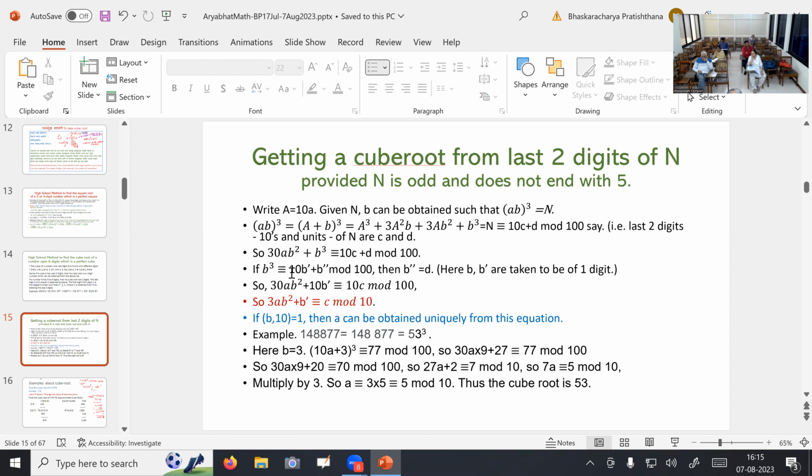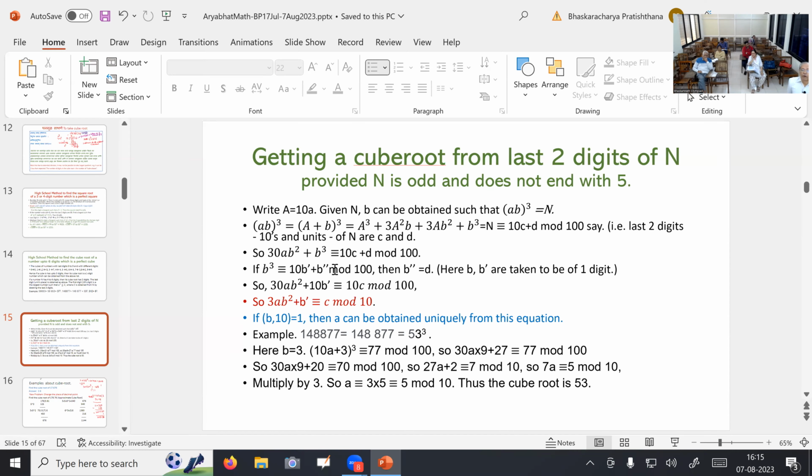And then B dash and B double dash you can find out. These are the last 2 digits of B cube. And then you get a congruence equation for the digit A. So 3AB square plus B dash congruent to C modulo 10. If B is co-prime to 10, that means B is an odd number and B is not divisible by 5, then you can solve this congruence and get the value of A. So A is the last but one digit of the cube root.